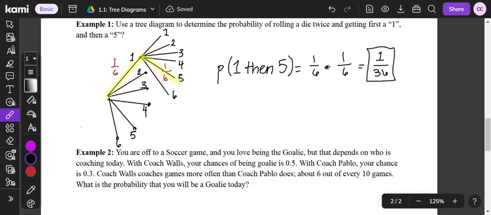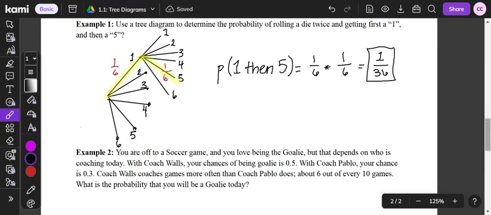Okay, you guys remember just a minute ago we mentioned that if we were to draw all of these branches, there would be 36 branches. That's because there are 36 possible outcomes, and we only had one of them that we were interested in. There is a 1 out of 36 chance of rolling a 1 and then a 5.